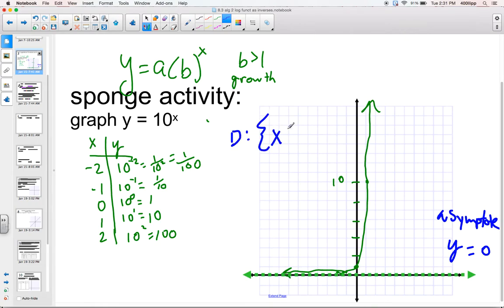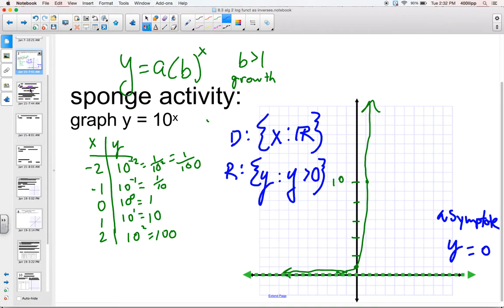For the domain here, or your x values, we were able to plug in any x value, which just means that your x's are all reals. For the range, look at your y values. The y values are not going past 0, so we're not getting any negative y values. So for this equation, your y's are going to be greater than 0. Not greater than or equal to, because we're never touching 0. So just greater than 0 here.